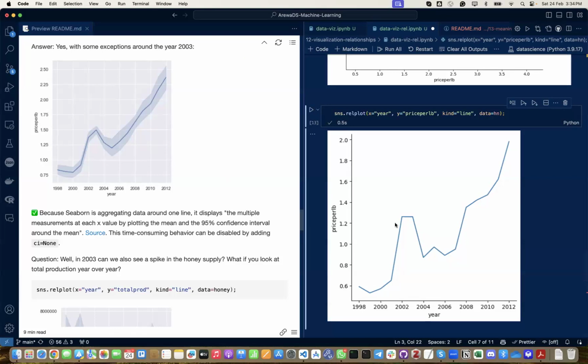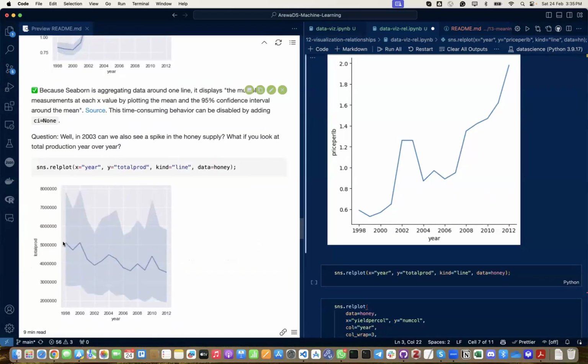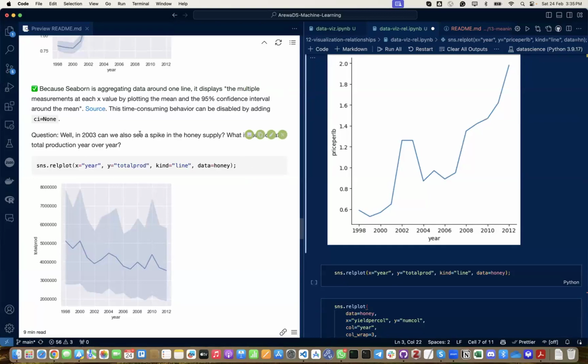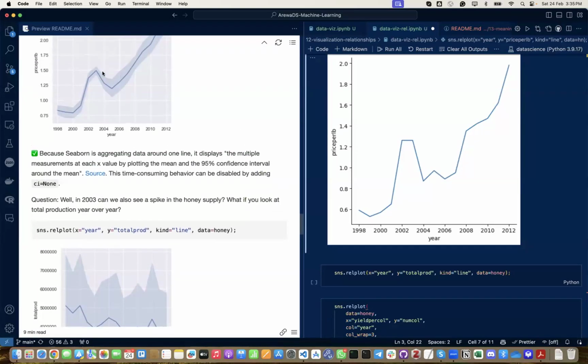And if you see, it looks similar to the main graph here, which is the average of all of the states. So these are visualizations. You can visualize price per year for all of the states, or for some of the states, or for wherever. So, in 2003, we can see a spike in the price of honey. Here is 2003. This is where it spiked, and then it fell down considerably, around 2004, 2005. And then after 2005, it started rising again.